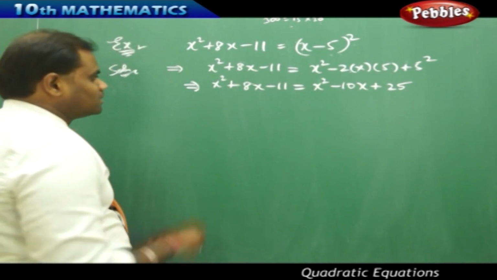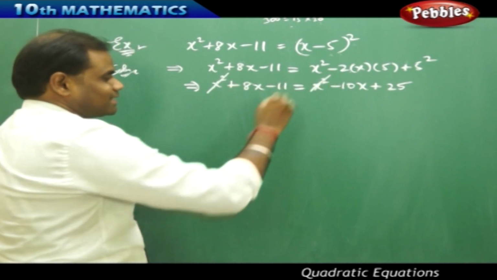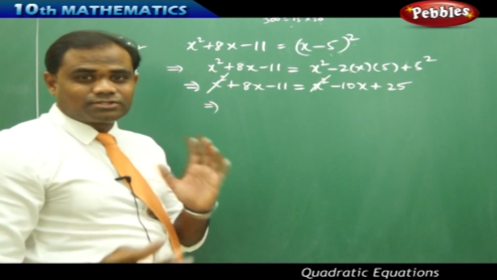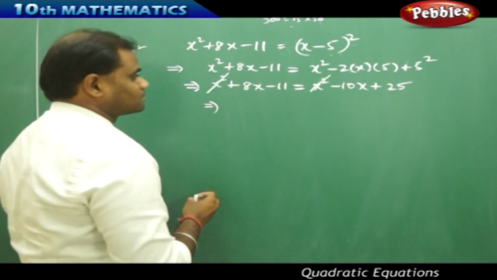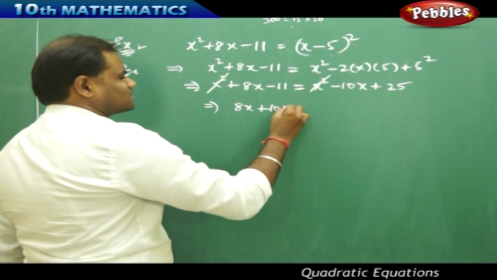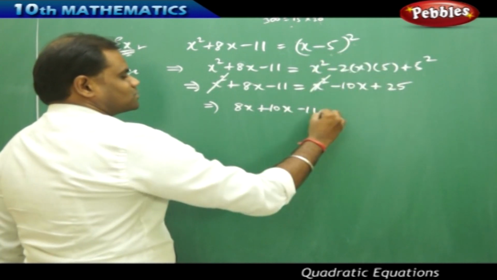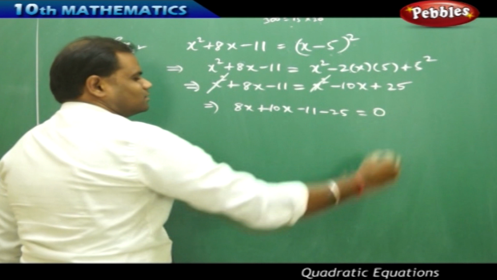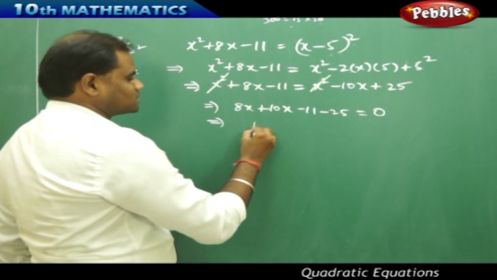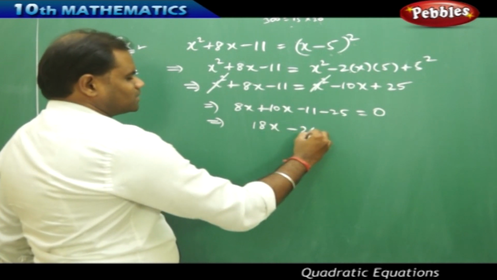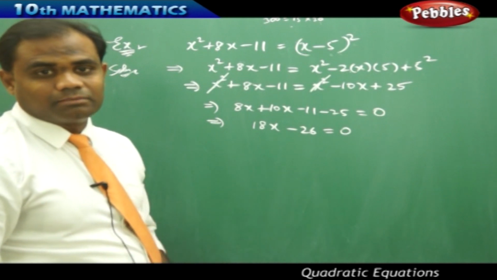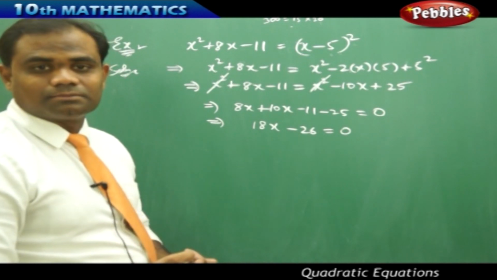Now, as I see here, this x squared clearly gets cancelled, and then finally, when I bring all x and constants to the left, I get 8x minus 10x here becomes plus 10x, minus 11, and plus 25 to the left is minus 25 equal to 0. This, on further simplification, gives 18x minus 26 equal to 0. Now, I say this is not a quadratic because there is no x square term.